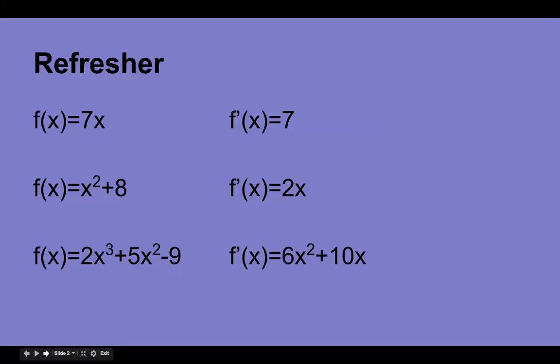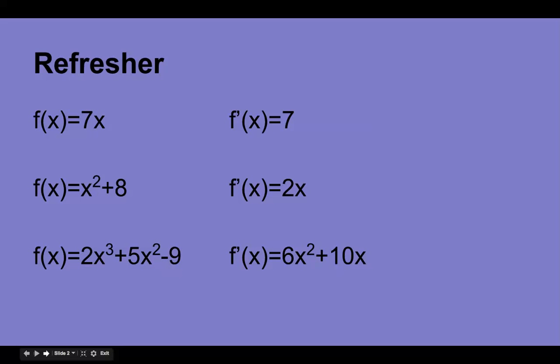For our first one, we have 7x, and there's an imaginary 1 over that. That imaginary 1 exponent is going under the 7, so it's just 7, and then you subtract 1 from your exponent, and it becomes x to the 0th power, so it goes away. So you're left with a derivative of just 7.